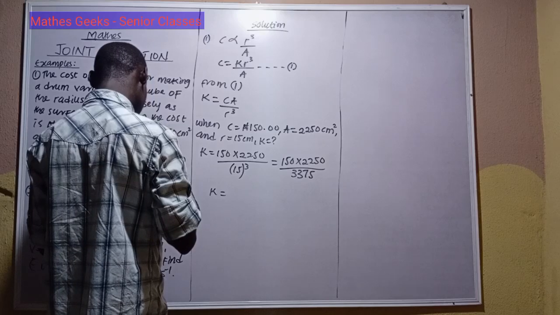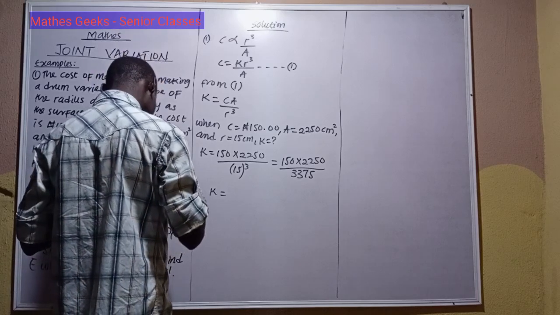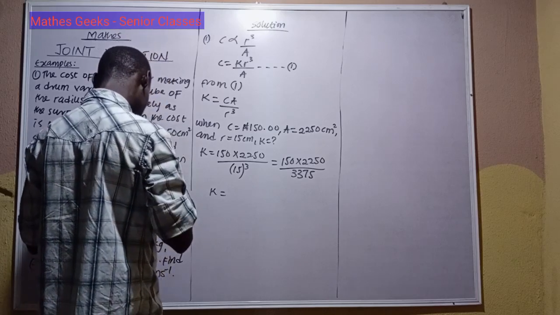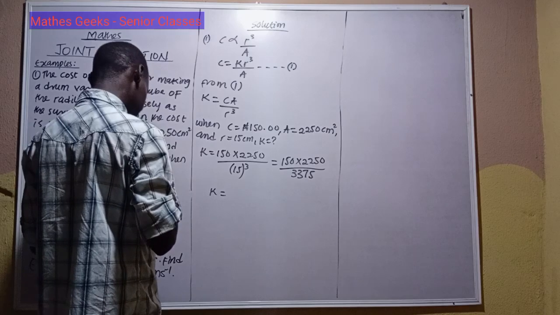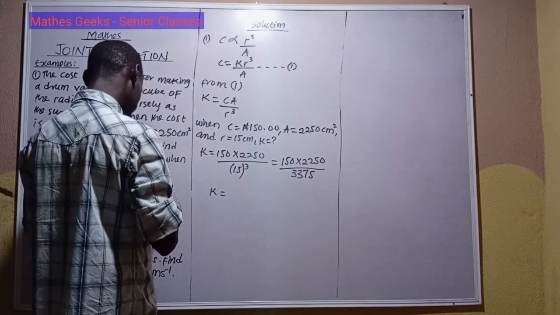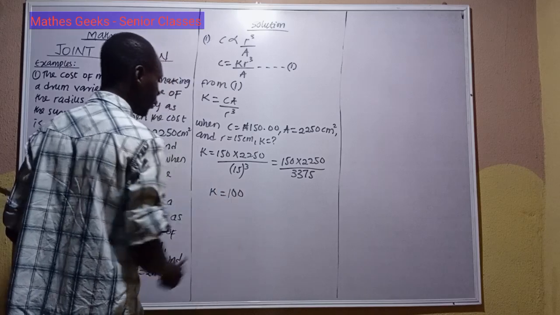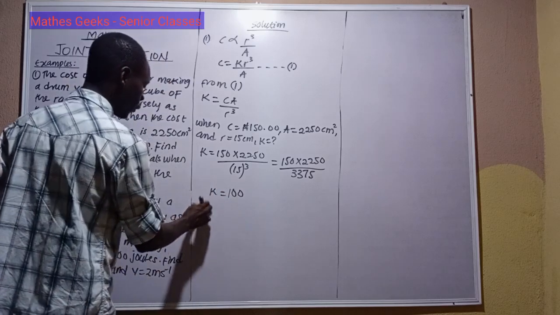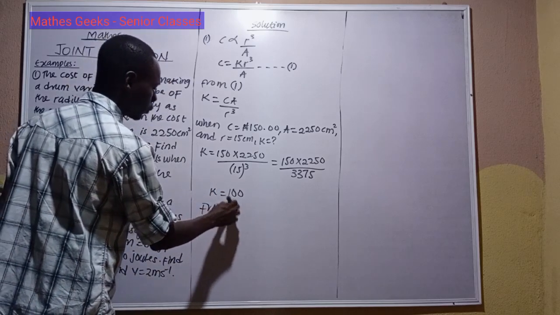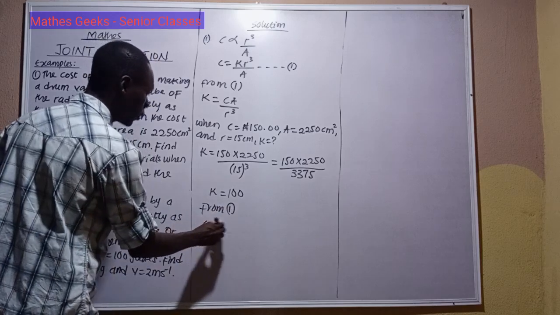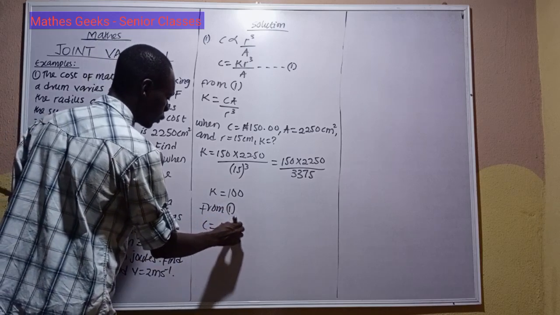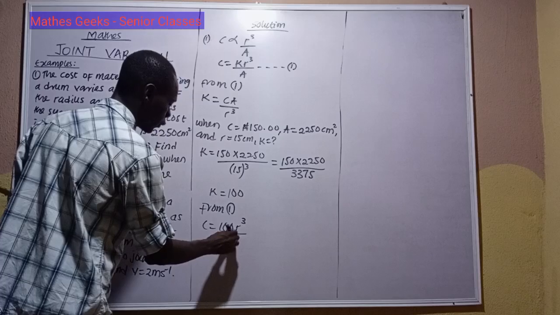Q is equal to 150 times 2250 over 375, which is 100. So from 1, C is equal to 100 r to the power 2 over A.